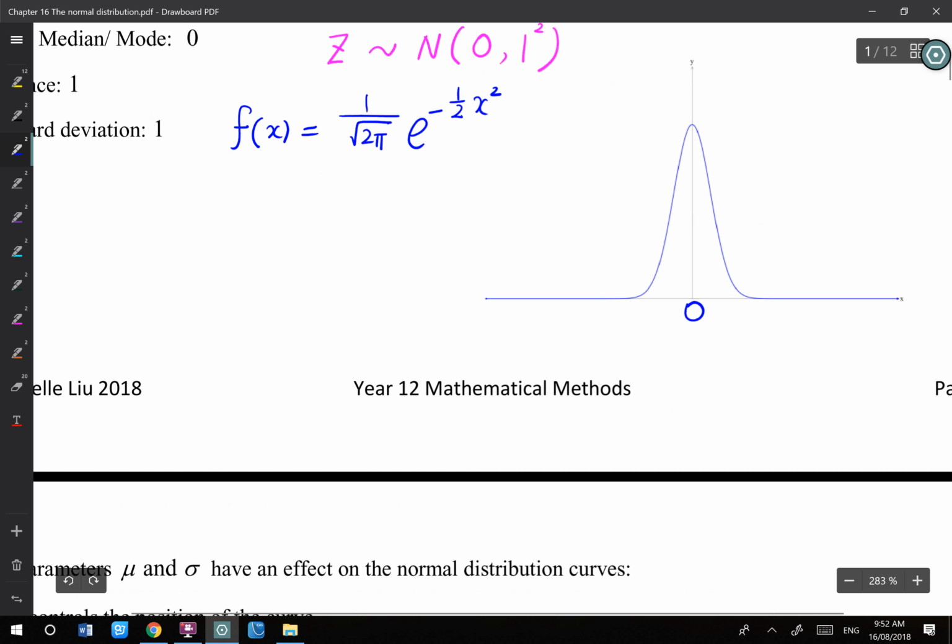Okay, this is the most original shape of the curve. Now when we have different mu values and different standard deviation values, this graph will be stretched this way, moving this way, this way. So let's see how we can tell the mu and standard deviation from a graph.